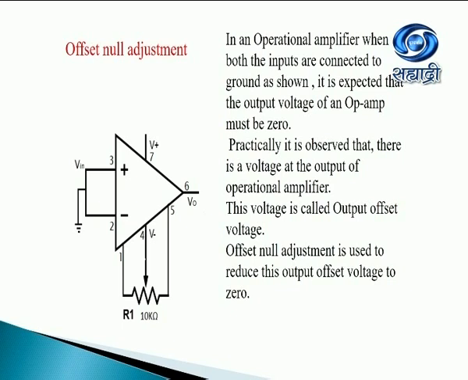Offset null adjustment. Figure shows circuit for offset null adjustment. In an operational amplifier, when both the inputs are connected to ground as shown, it is expected that the output voltage of an op-amp must be 0. Practically, it is observed that there is a voltage at the output of operational amplifier. This voltage is called output offset voltage. Offset null adjustment is used to reduce this output voltage to 0.